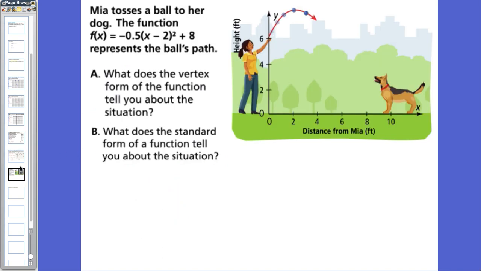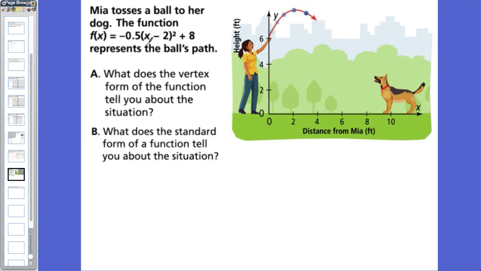All right, another word problem. Mia tosses the ball to her dog. The function f of x equals negative 0.5 times x minus 2 squared plus 8 represents the ball's path. So this is written in vertex form, which hopefully you haven't forgotten now that we've been looking at standard form. So vertex form, what does this tell us about the situation? Well, it tells us it's going to have a downward opening parabola. You can kind of see that from the graph.